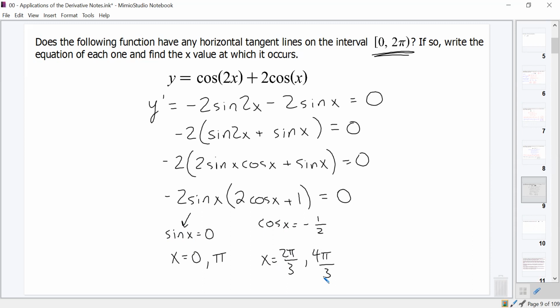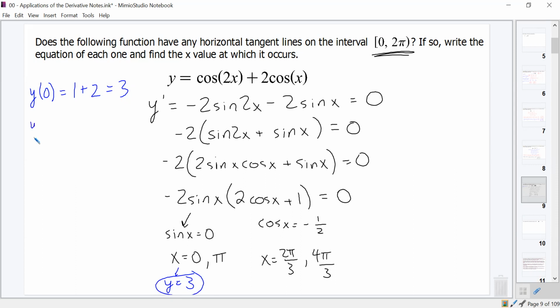And we've now found 4 locations for horizontal tangent lines, which means we just need to go in and evaluate our function at each of those x values. So at 0, we're looking at the cosine of 0, which is 1, plus 2 times the cosine of 0. Cosine of 0 again is 1, so that's 1 plus 2, or 3. So x equals 0 will yield y equals 3 as our horizontal tangent line.